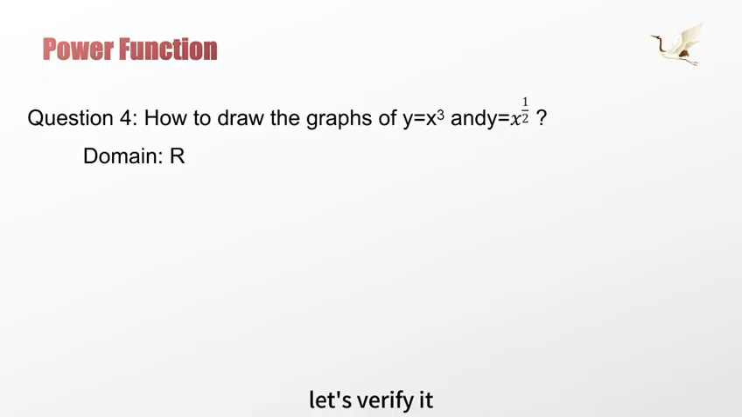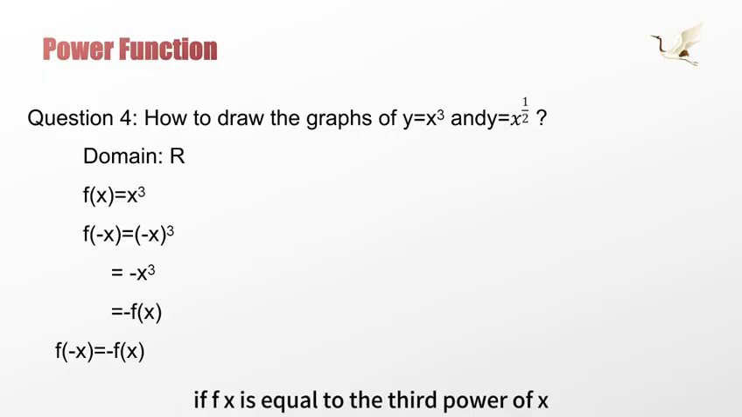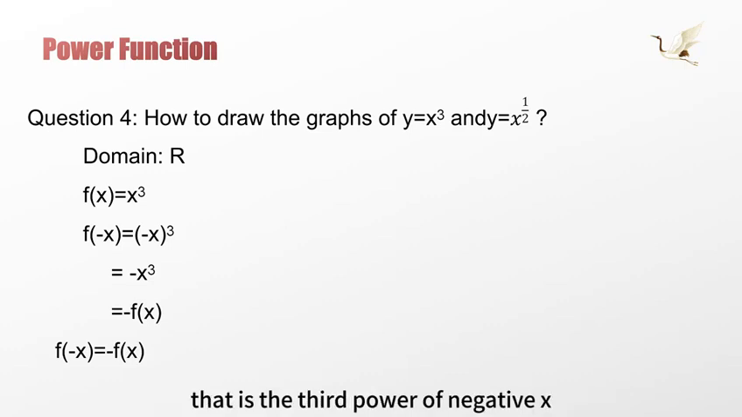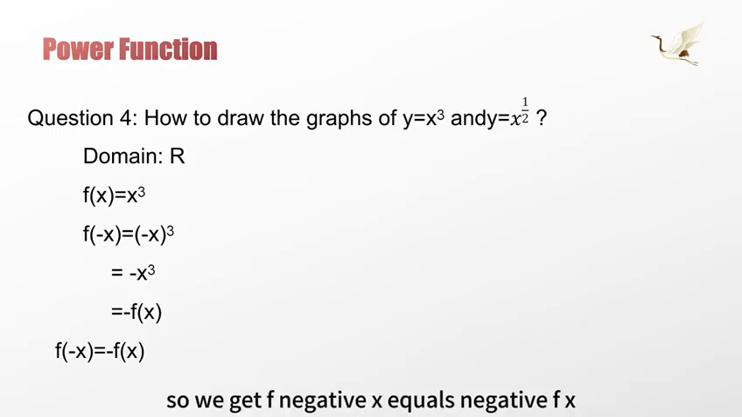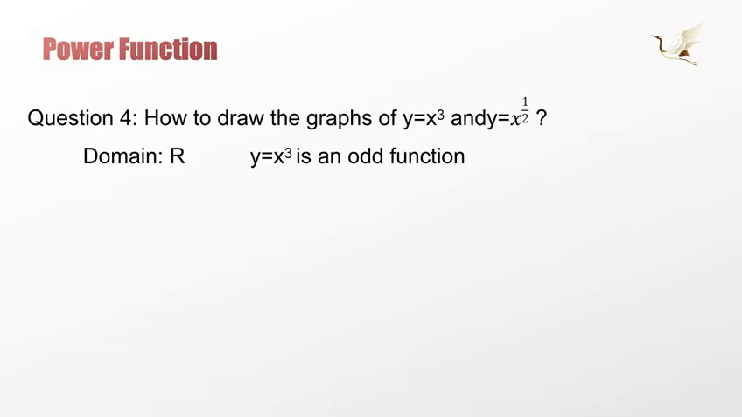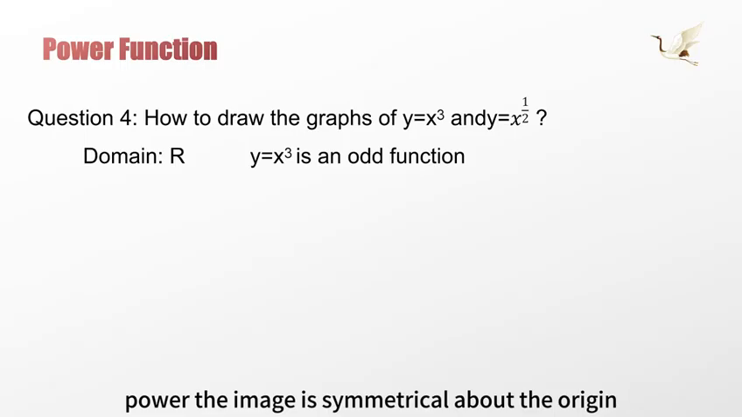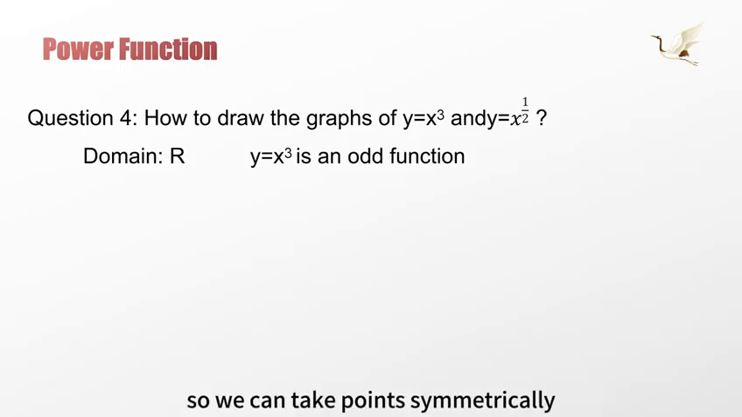Let's verify it. If f(x) = x³, then f(-x) = (-x)³, that is, -x³, that is, -f(x). So we get f(-x) = -f(x). Furthermore, we can determine that y = x³ is an odd function. The image is symmetrical about the origin, so we can take points symmetrically.